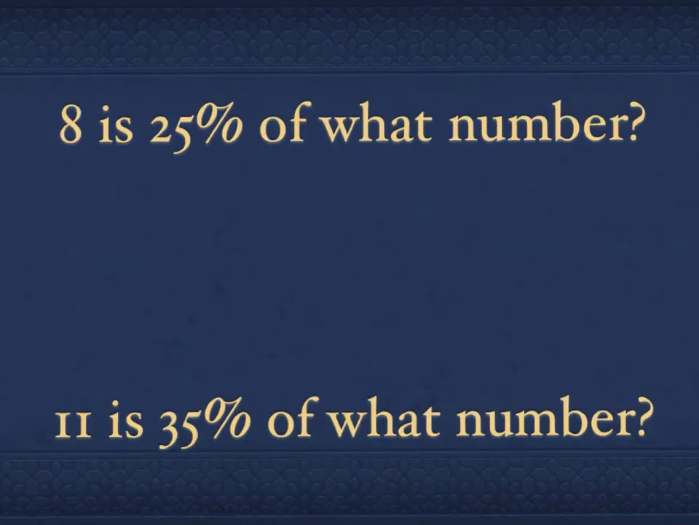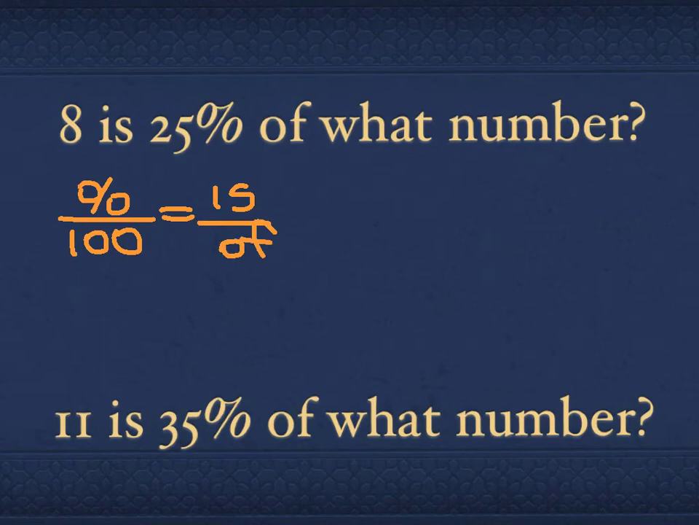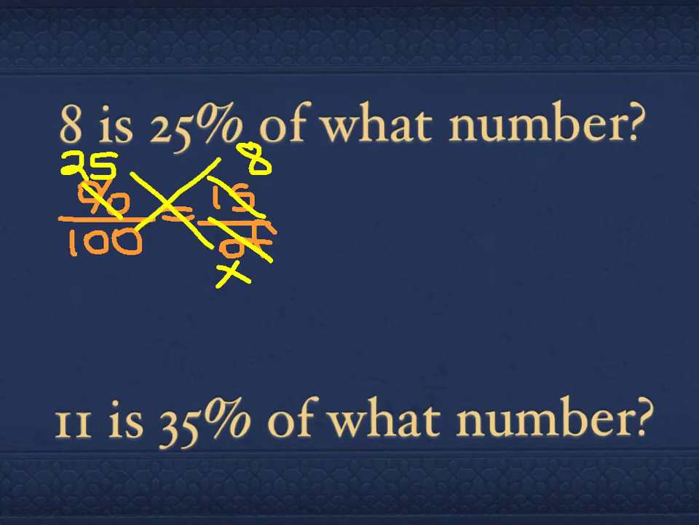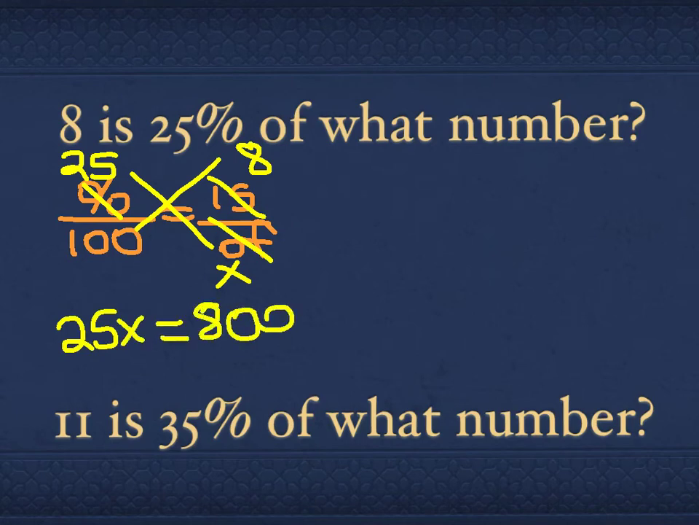Let's try this last one. Percent over 100 equals is over of. Now we're going to read the problem and replace the numbers. 8 is, so I'm going to put 8 here. 25%, so the 25 is going to go here. Of what number? We don't know what that is. So let's use our cross products. 25 times x is 25x. 8 times 100 is 800.